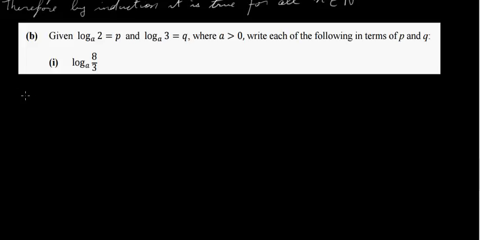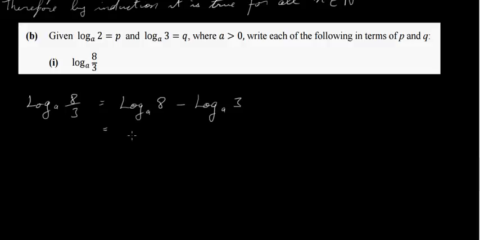So I'll just write this down again here. We have the log of 8 over 3 to the base a. So how can we rewrite that? Well, this is a division here. So by one of our laws of logs here, we can write that as the log of 8 to the base a minus the log of 3 to the base a.